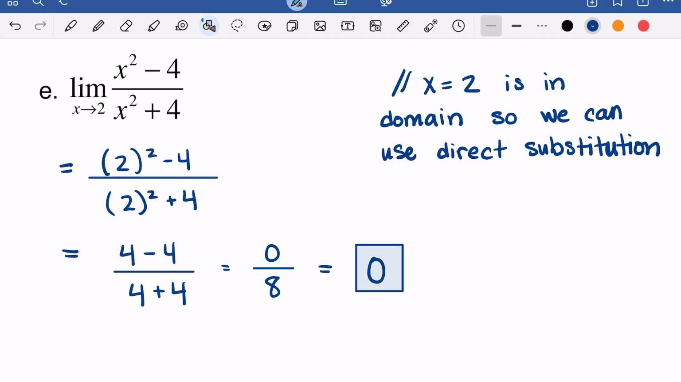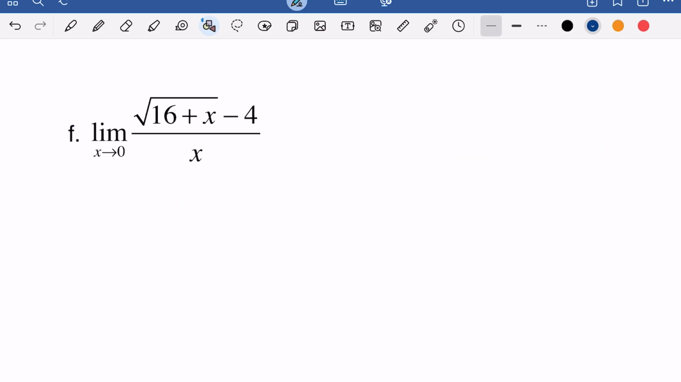So x equals 2 is in our domain, so we can go ahead and use the direct substitution method. Plugging 2 in, I get a value of 0, so the limit equals 0. Okay, moving on to letter F. X approaching 0 is not in the domain, so we're going to have to do something to manipulate this problem so that we don't have a 0 in our denominator.